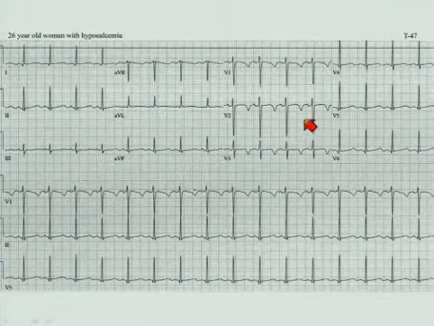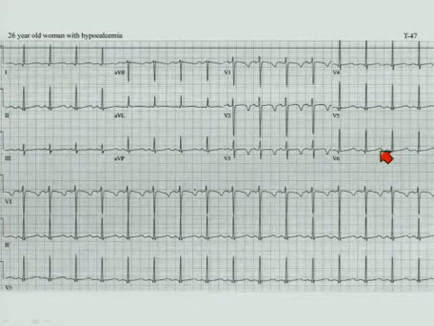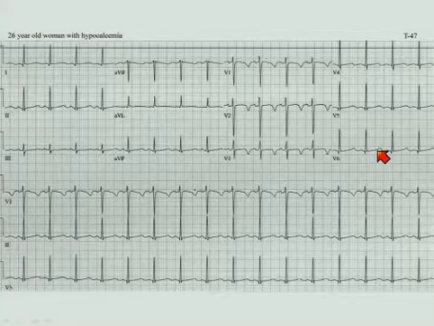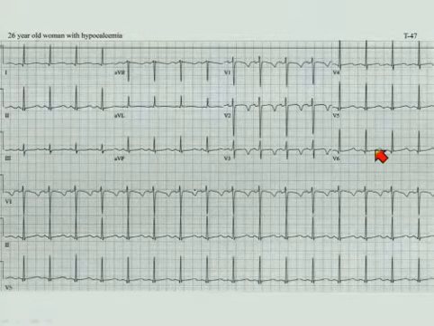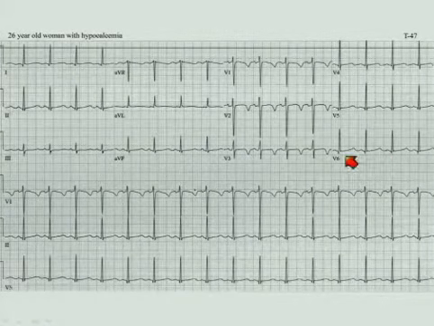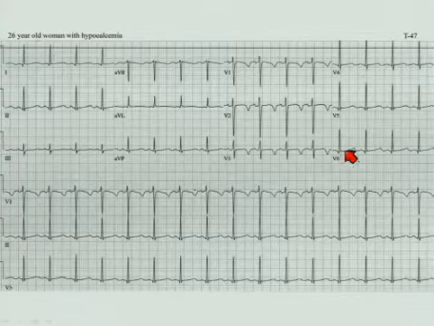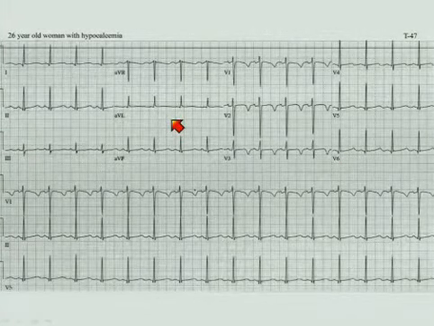You do have some inverted T waves in the precordial leads, but the morphology here, the duration of the T wave, is normal. It's the ST segment that's prolonged, and that's characteristic of hypocalcemia. Prolonged QT due to ST segment prolongation in the appropriate clinical setting, hypocalcemia.